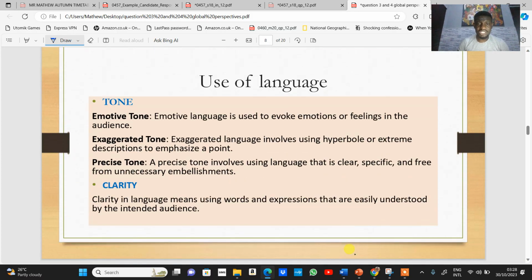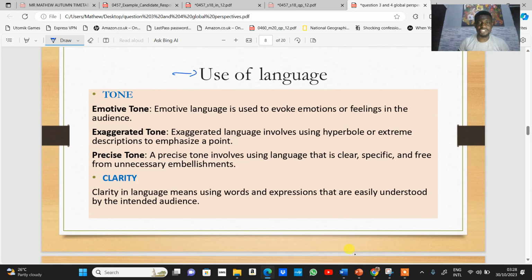So next is their use of language. Use of language is broken down into two. You look at their tone and you look at the clarity of their language. Now, the tone can be an emotive tone. What does it mean to have an emotive tone? An emotive tone is when emotive language is used to evoke emotions or feelings in the audience. So when you read it and you become emotional about the description, then it's an emotive tone. You should be able to identify that.